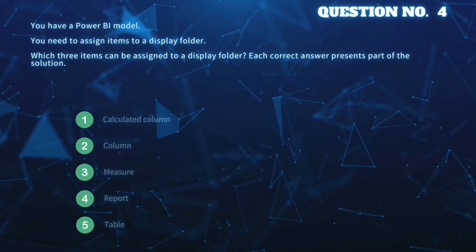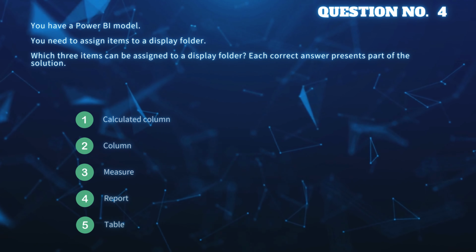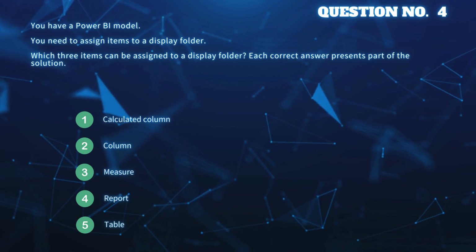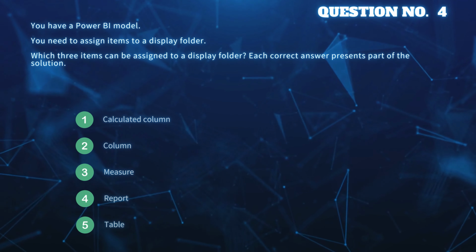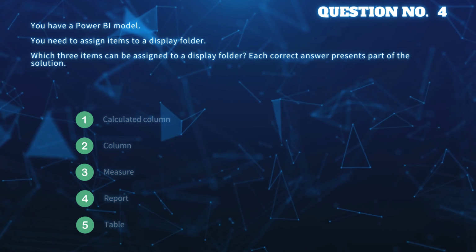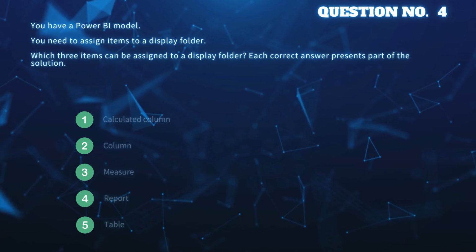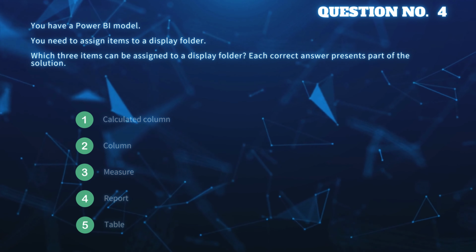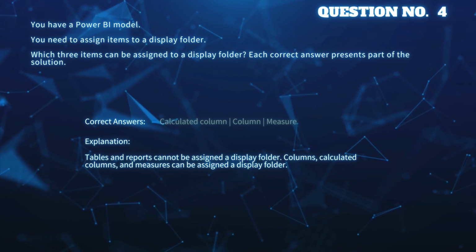You need to assign items to a display folder. Which three items can be assigned to a display folder? Each correct answer presents part of the solution. Option 1, calculated column. Option 2, column. Option 3, measure. Option 4, report. Option 5, table. Correct answers: calculated column, column, measure.